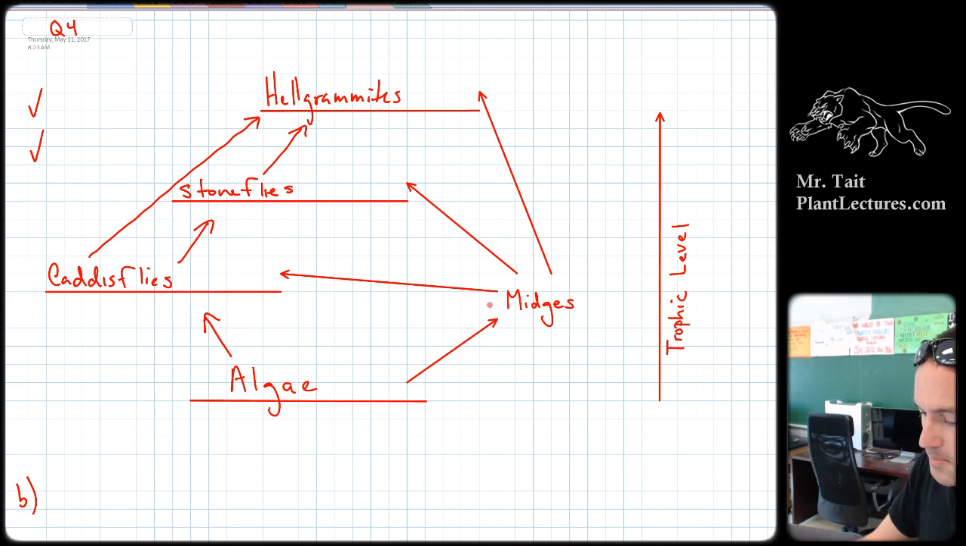But midges were also food sources for those things, and so if you kill off the midges, then the caddisflies are the only things that these things have to eat, and so their population is probably going to go down. But that might be offset by the fact that now they don't have to compete with the midges for the algae. I don't know. Basically, I think you could have said a lot of things here as long as you justify them.